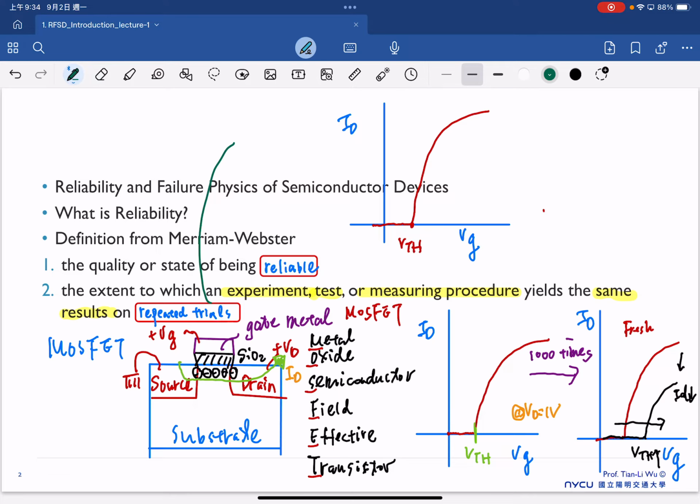Because when we operate 1,000 times, that probably is already equal to 1,000 hours. So you probably operate your device 1 hour per time, or you probably operate the device 2 hours per time. So if you operate for 1,000 times, that's probably equal to a certain amount of time. Therefore, we have to focus on the time dependence.